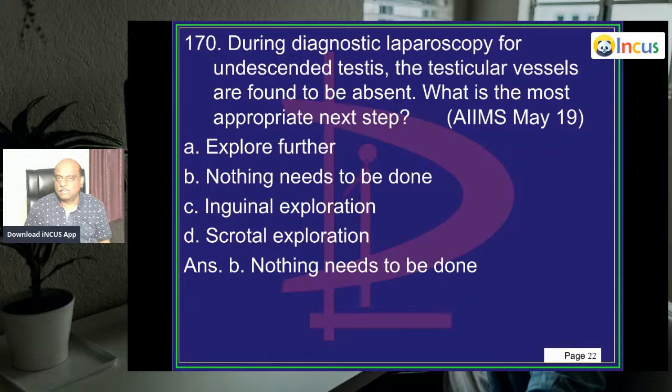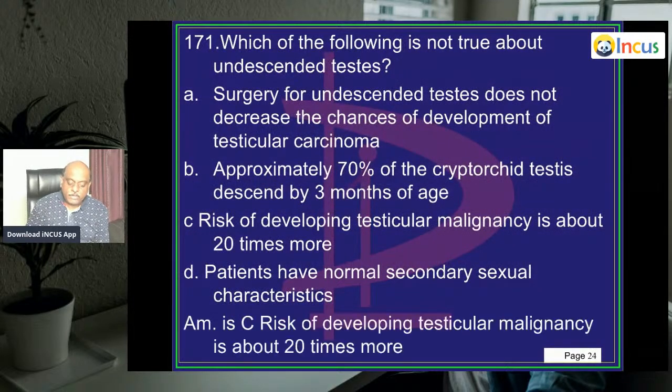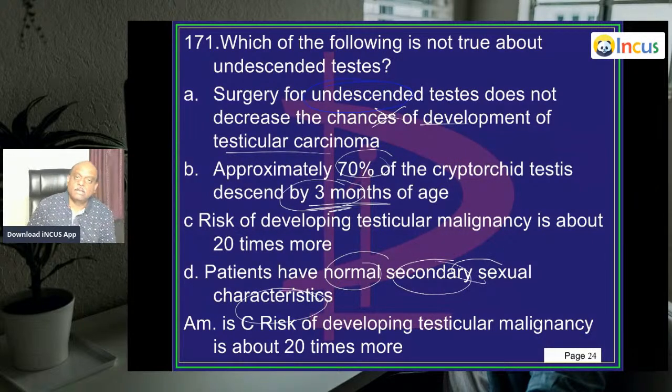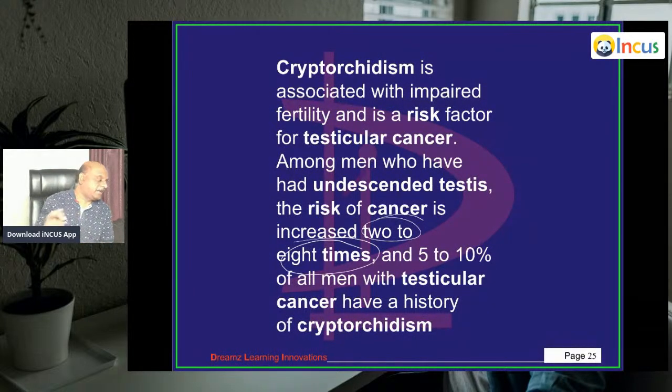There is nothing that you need to do for that. With regard to surgery for undescended testis, just because you have done orchidopexy and pulled it down into the scrotum, that does not decrease the chance of development of testicular cancer. Still, the risk is there. 70% of the cryptorchid testes descend by third month. And a good number of all the patients with undescended testes have normal secondary sexual characters. And the risk of developing testicular malignancy is not 20 times, but 2 to 8 times is what you need to remember.